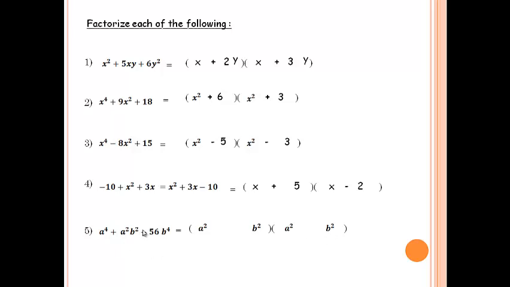The sign of the last term is negative, so positive and negative. What about 56? I want two numbers whose product is 56 and whose difference is 1. 56 equals 7 times 8, so 7 and 8. Which of them is the biggest? 8 is the biggest, so it takes the sign of the middle. So 8 is positive and 7 is negative.